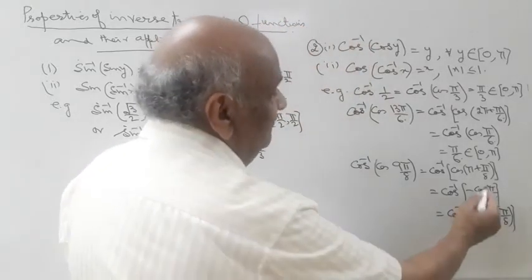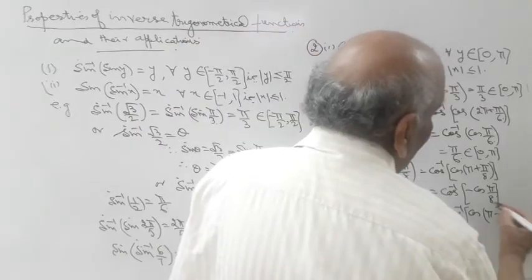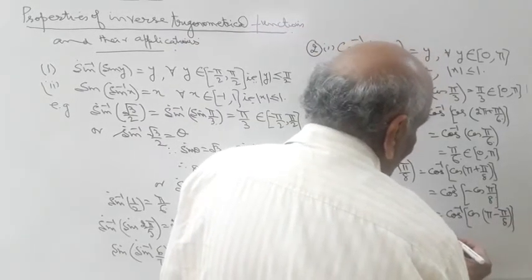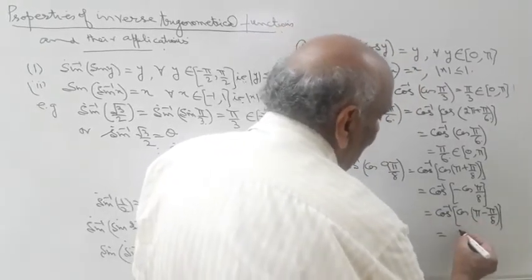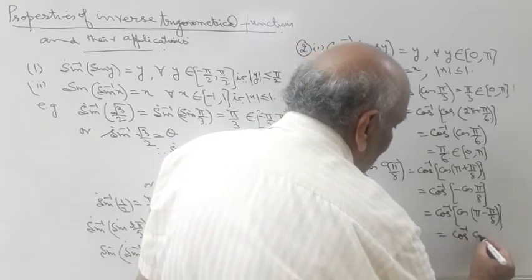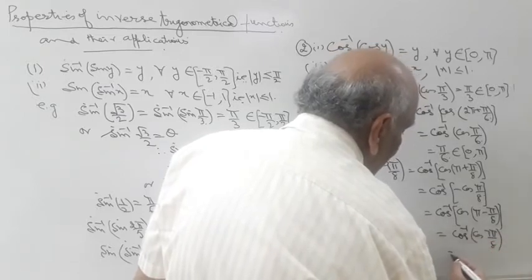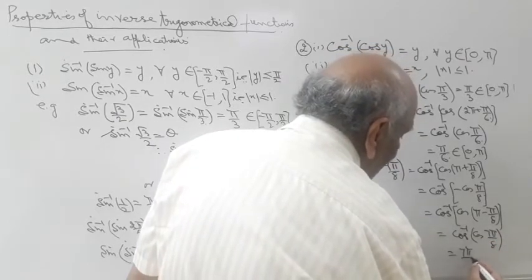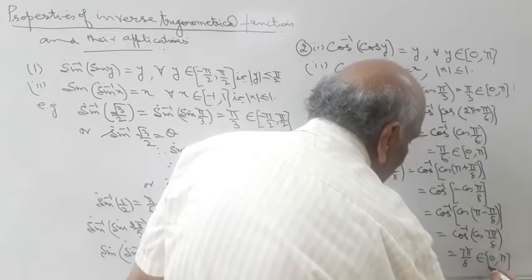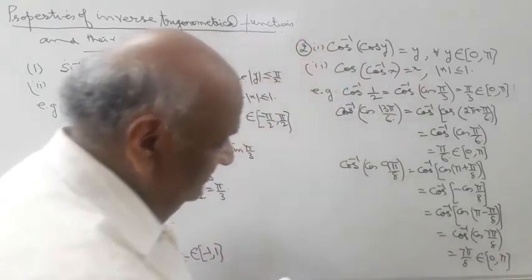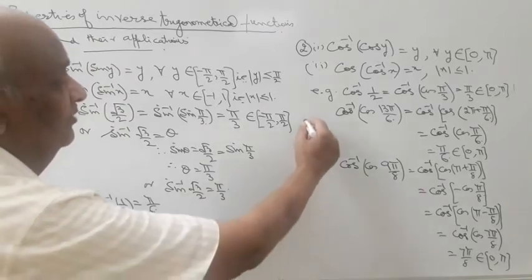Because we have minus of cos pi by 8. Because it is cos of 180 minus theta. Look, this is equal to cos inverse of cos 7 pi by 8. Check out, the value 7 pi by 8 belongs to 0 to pi closed. Please verify this. It is 7 pi by 8, that is a member of this principal value branch.